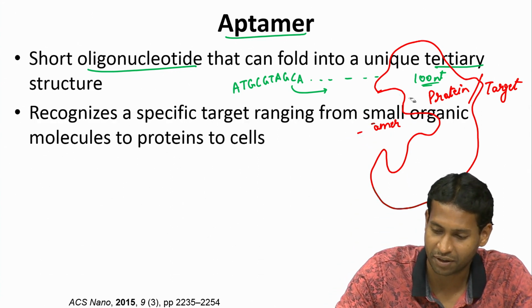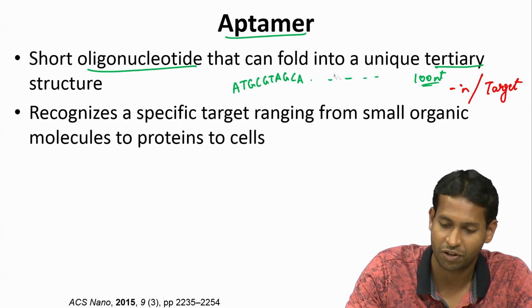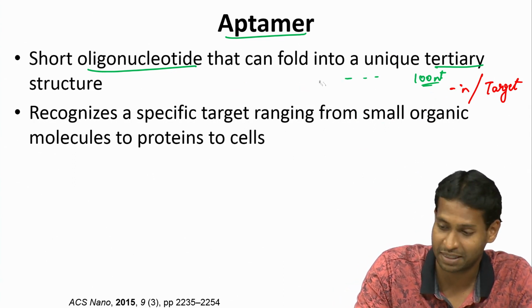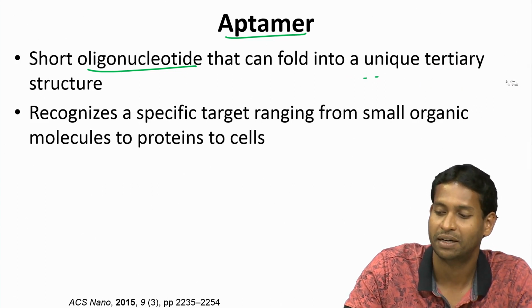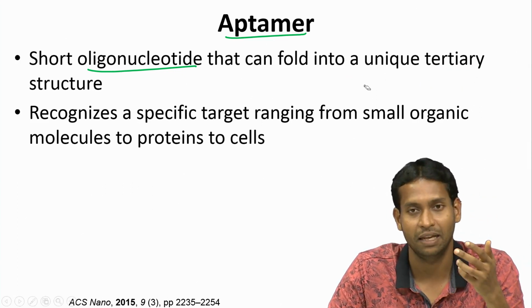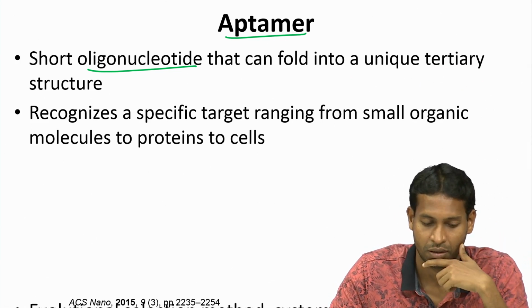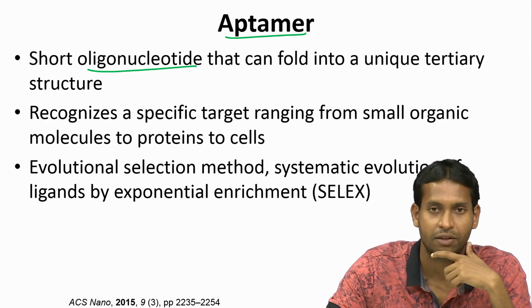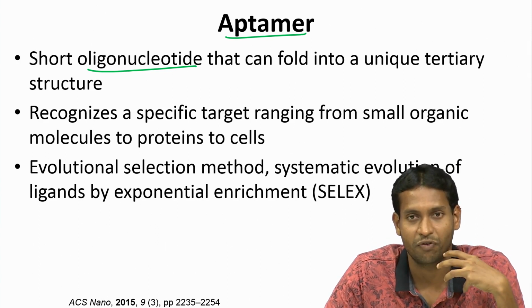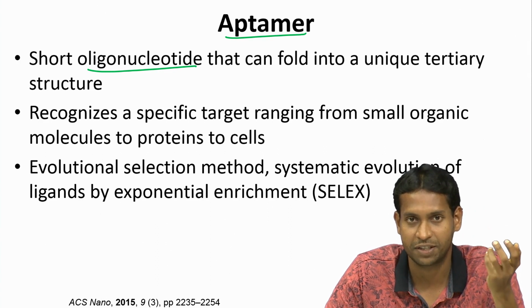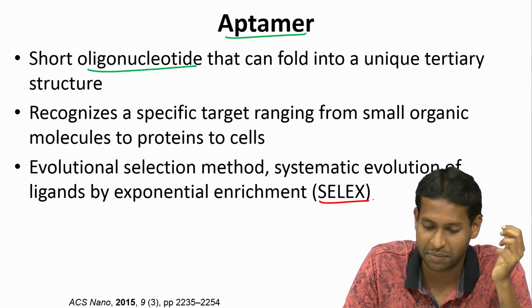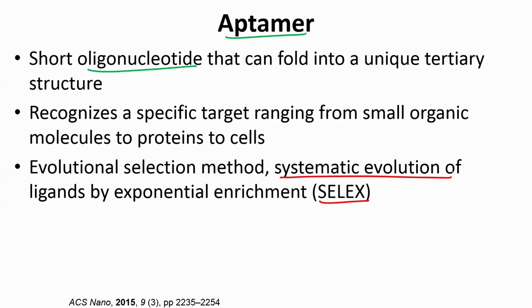As I said, they will recognize a specific target ranging from small organic molecules to proteins to even cells. Sometimes we do not even know what the target is, but we know that it binds to a certain cell, where exactly it is binding may not be known. On the basis of that, people have now come up with a protocol and a method called SELEX, which is the systematic evolution of ligands by exponential enrichment. It is an evolutionary selection method, and we will describe it in a moment.